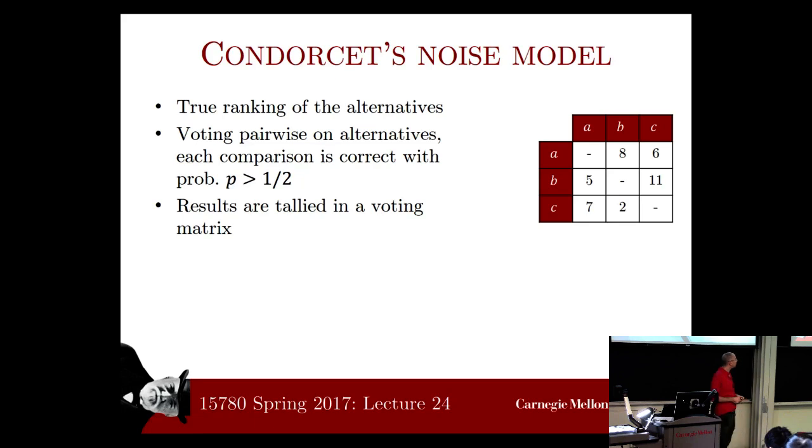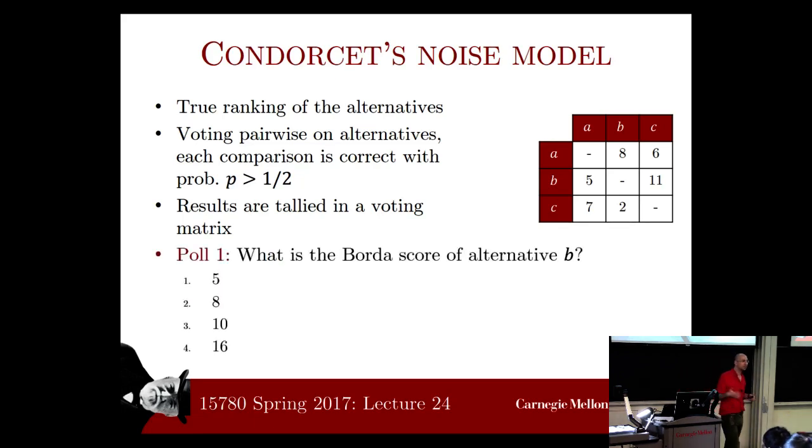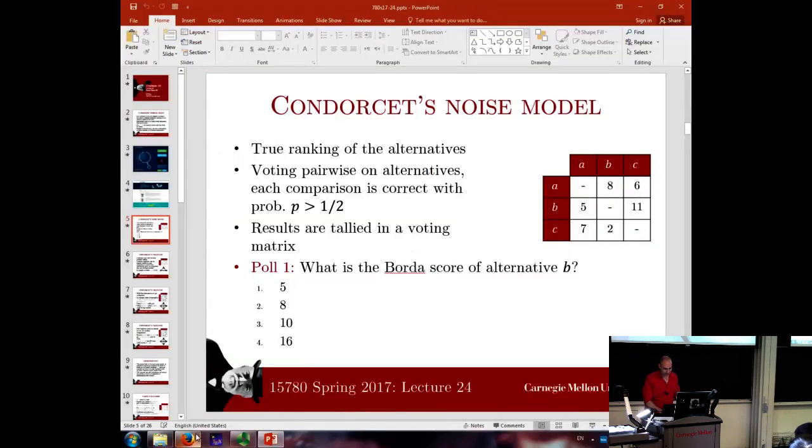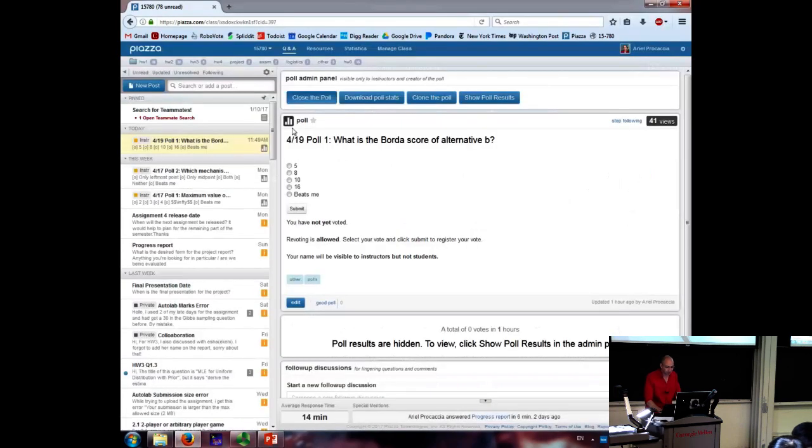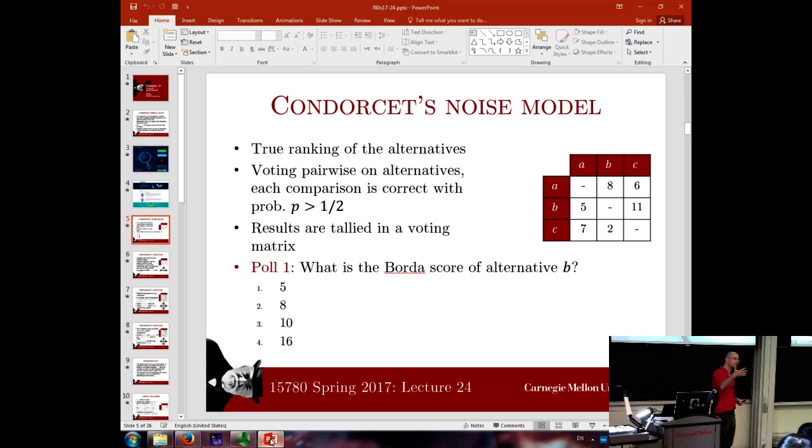Okay, I want to give you a poll just to get you thinking about these voting matrices and their relation to rankings. It's kind of a trick question. The question is, if I told you that this matrix corresponded to rankings, that the voters actually had rankings, and then I looked at all of the pairwise comparisons in these rankings and tallied them up in this voting matrix, what would be the Borda score of alternative B? Okay, I'm going to open the poll. And remember, Borda is the one where with 3 alternatives, it would give 2 points to the first place, 1 point to the second place, 0 points to the last place, and then we just add up the points.